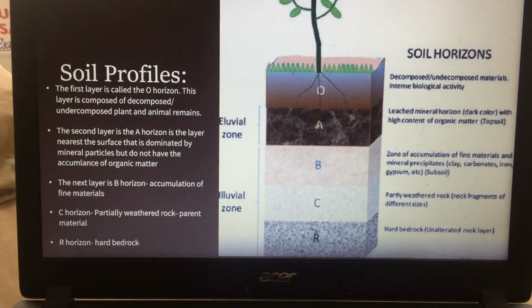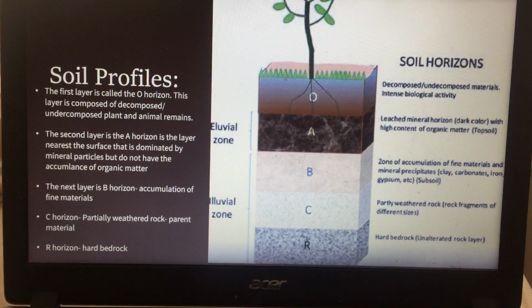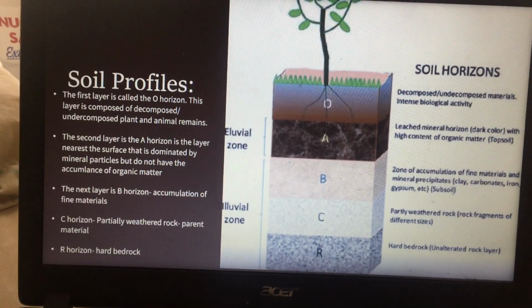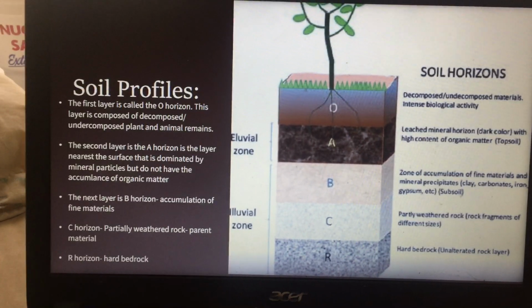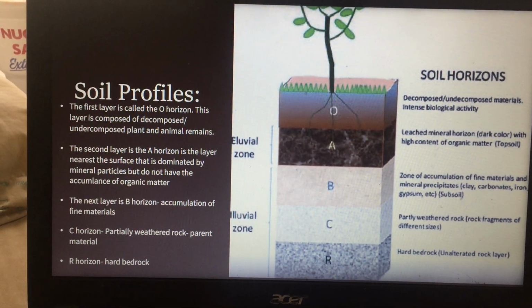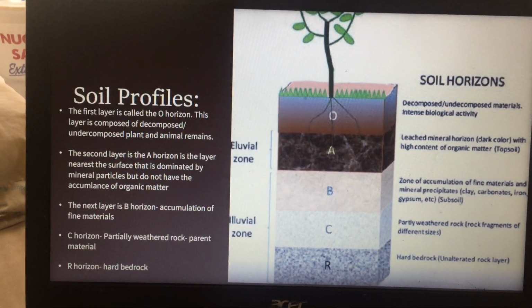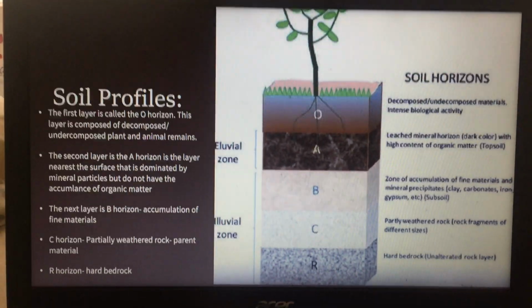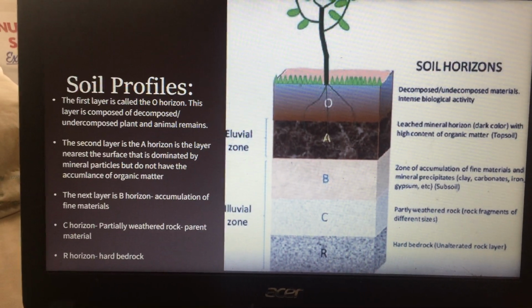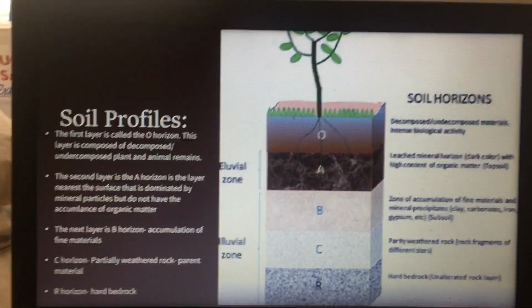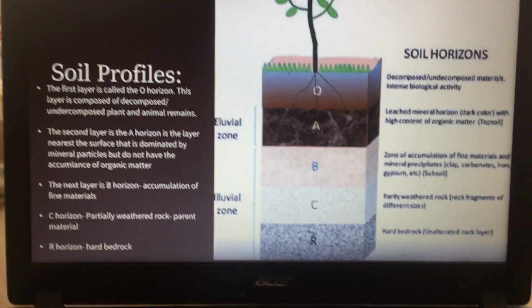The next layer is the B horizon, and it's the accumulation of the minerals from the A and O horizons. The next is the C horizon, and that's where we get our weathered parent material and our rock fragments. And the R horizon is the hard bedrock. There is no biological activity taking place, and it's a rock layer.